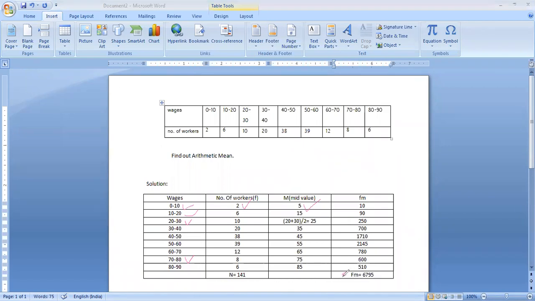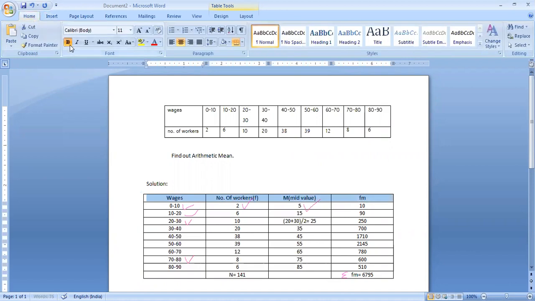This is sigma symbol. You know it. Okay, sigma symbol I have written. Sigma fm. Sigma means the total of this column. Is there any doubt for anybody in this one? You can ask me. This is important.